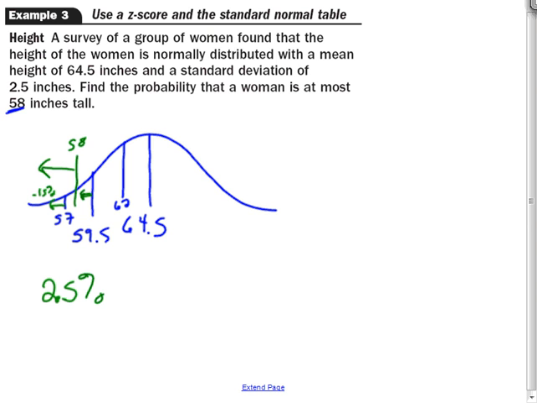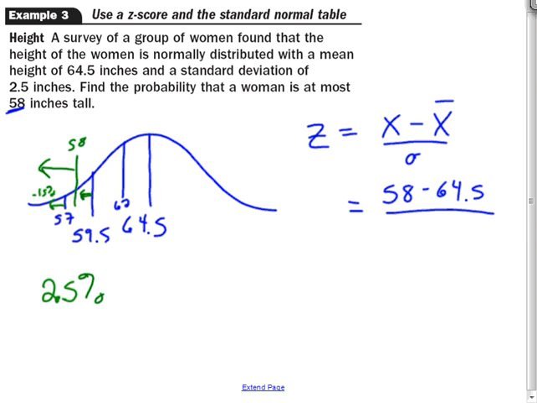So my z-score is the x value minus the mean, and then it's divided by the standard deviation. And all that stuff is given to us in the problem. So my x value that I'm looking at is 58, and then I have to subtract the mean, which is 64.5, and then I divide it by my standard deviation, which is 2.5. So when all is said and done and I calculate my z-score, I get negative 2.6.